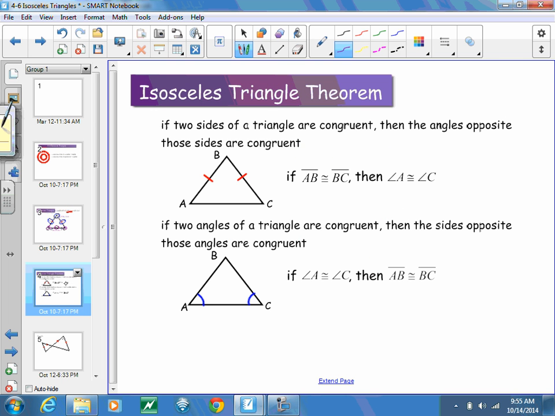So those are the parts of an isosceles triangle, and the reason we talk about those is so we can talk about the isosceles triangle theorem. The theorem says if two sides of a triangle are congruent, then the angles opposite those sides are congruent.